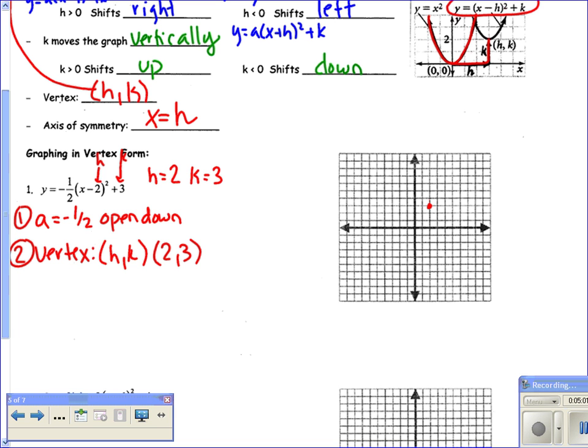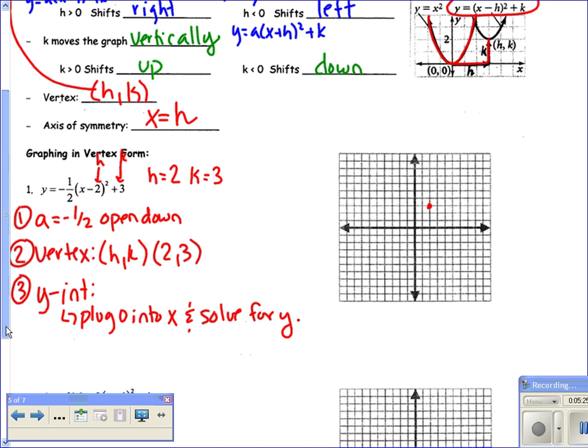Then the next thing I'm going to do is find the y-intercept, because that's always a nice place on your graph. So the y-intercept, remember, in order to find it, you plug 0 in for x and solve for y. So when I do that for this equation, let's do that off to the side, I would get y equals negative 1/2 times 0 minus 2 squared plus 3.